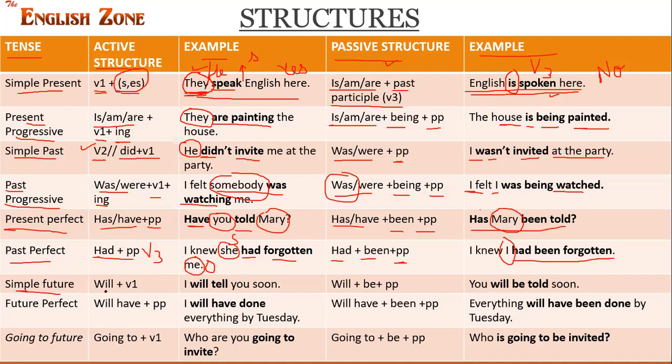In case of the simple future, will plus first form of the verb we have to use. I will tell you soon. मैं तुम्हें जल्दी बताऊंगी। ठीक है, कौन मुझे जल्दी बताएगा? Who will tell me soon या who will tell you soon? I.